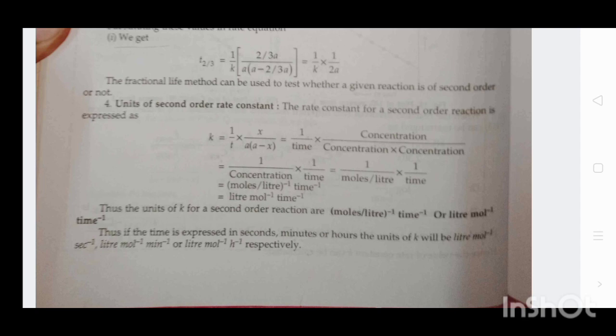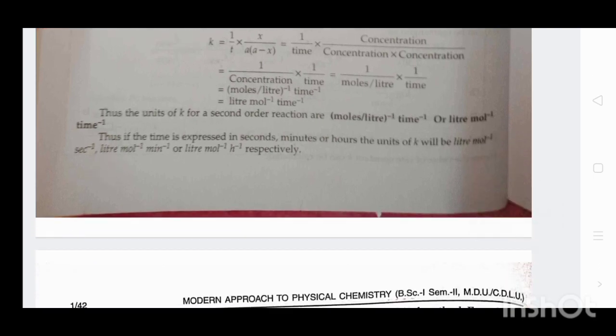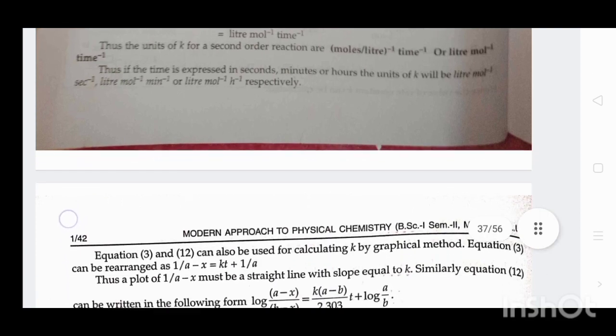For this, the unit of the second order rate constant is liter mole inverse time inverse. Thus, the unit of k for second order reactions is (moles per liter) inverse time inverse, or liter mole inverse time inverse. Thus, if the time is expressed in seconds, minutes, or hours, the unit of k will be liter per mole per second, liter per mole per minute, liter per mole per hour, respectively.